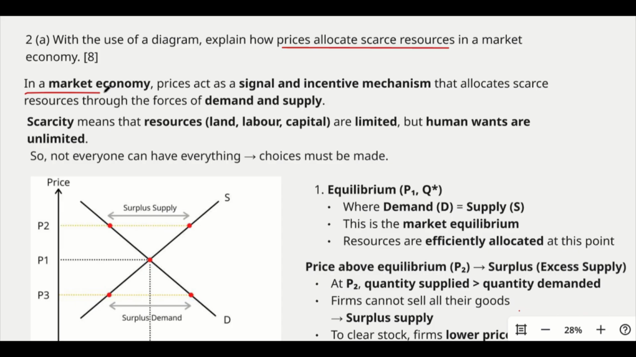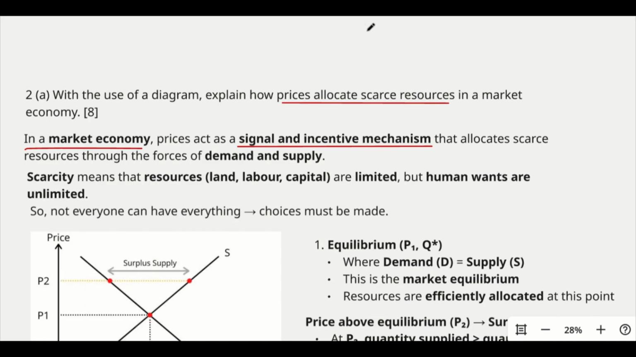So, basically, in a market economy, prices act as a signal and an incentive mechanism. So, what is incentive mechanism? Incentive mechanism refers to how changes in price motivate consumers and the producers to change their behavior. Whenever the price of a good changes, our consumption and the producer's production decision will change. That is what we call incentives. And that is also the signal, right? The price is a signal whether we have to buy it or whether we have to skip it.